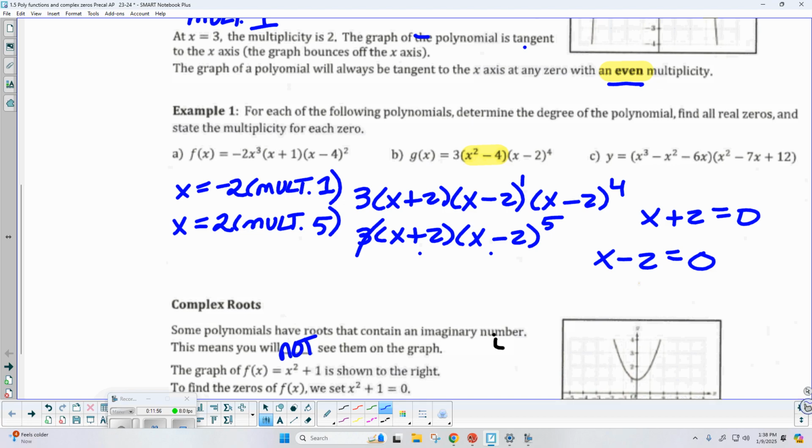So what's going to happen at both of these locations? If I were to look at the graph, is it actually crossing at the 2 and negative 2, or is it just hitting the axis at those locations and bouncing off? It's actually crossing. If it's an odd multiplicity, it's going to cross at this location. If it's even, that's when it bounces off. Questions on that? Is anybody not sure what I'm referring to?